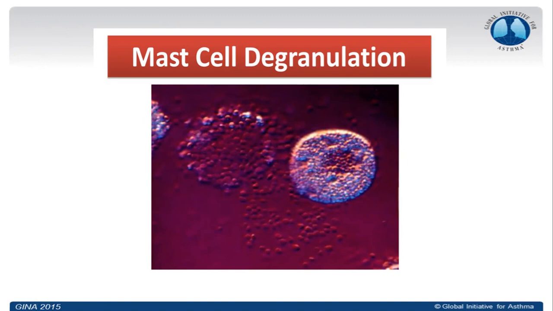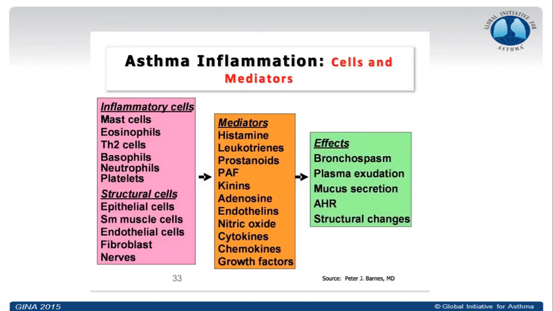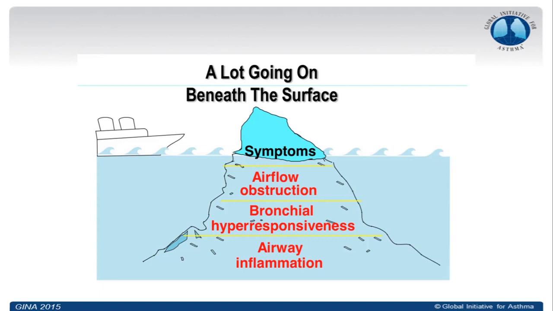Mast cell degranulation will result in release of inflammatory histamine and other leukotrienes, prostanoids and kinins. All these are mediators of cell degranulation. All this results in bronchospasm, plasma exudation, mucus secretion and structural changes. When the patient comes to the emergency room or seeks medical treatment, we see only the symptoms, just the tip of the iceberg, while there is airway obstruction, bronchial hyperresponsiveness and airway inflammation.